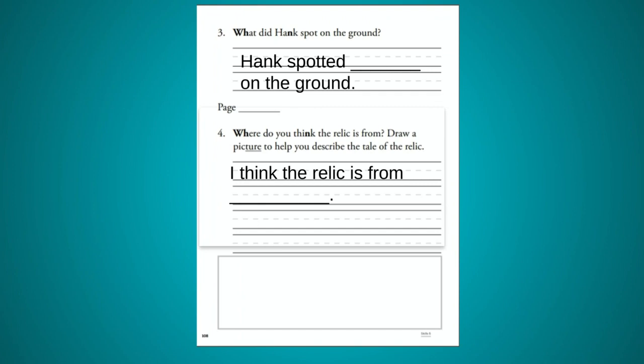And number 4, where do you think the relic is from? Draw a picture to help you describe the tale of the relic. So I rewrote the sentence for you and I started it, but I can't answer this one for you. I think the relic is from blank, and you're going to fill in the rest of it. Don't forget to draw your picture and send your teacher a picture of all of your work that you've done today. Great job!